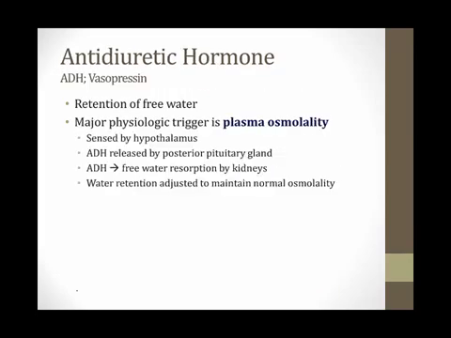All right, we're almost ready to discuss sodium and water balance, but first we have to review one other concept, and that is the way that antidiuretic hormone works. Antidiuretic hormone is often called ADH or vasopressin, and it leads to retention of free water by the kidneys. I talk about the mechanism of this hormone in detail in the video on nephron physiology. Now, under normal physiologic circumstances, the major trigger for release of ADH is the plasma osmolality. This is sensed by the hypothalamus, and ADH is released by the posterior pituitary gland. And ADH release leads to free water resorption by the kidneys, and through ADH, the kidneys modify water retention to maintain a normal serum osmolality.